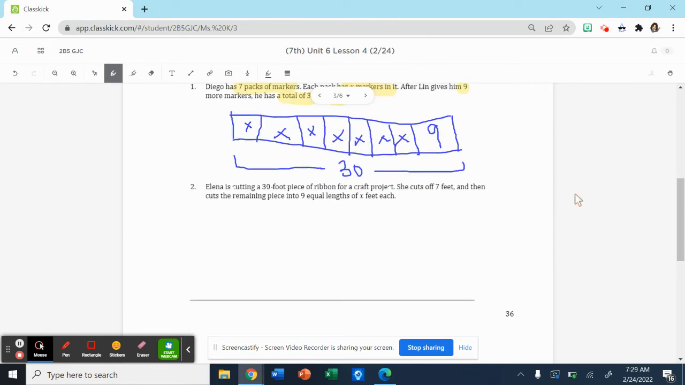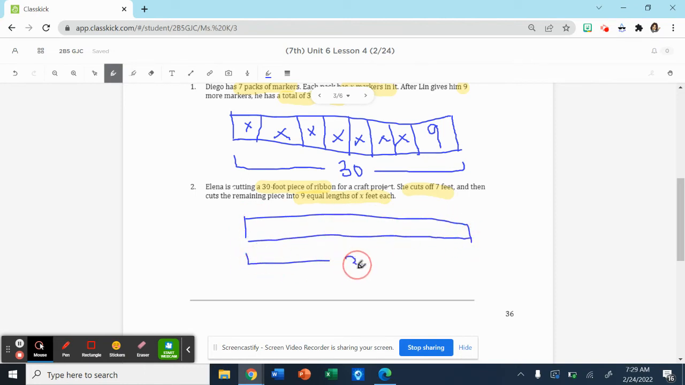Let's do one more together. Elena's cutting a 30-foot piece of ribbon for a craft project. She cuts off 7 feet and then cuts the remaining piece into 9 equal lengths of x feet each. Let's start with that long box. I know that in total, Elena has 30 feet of ribbon. It then says that she cuts off 7 feet. So I'll make my first group 7 feet. I got that in my drawing.